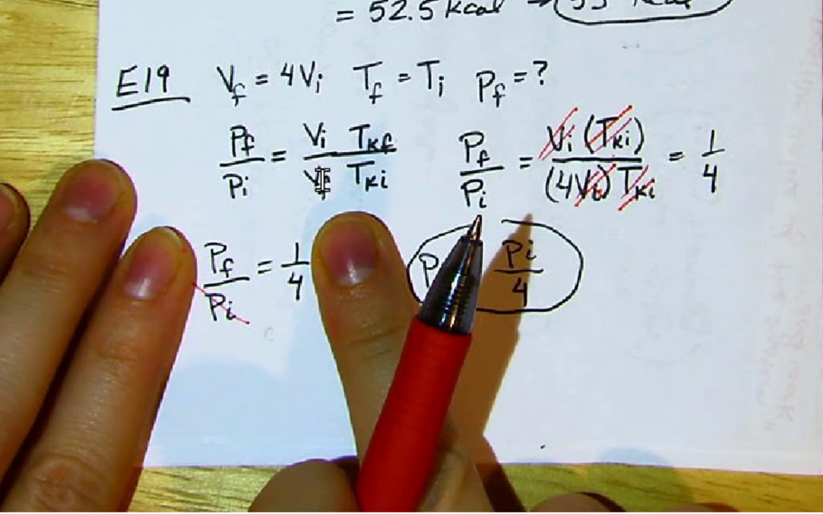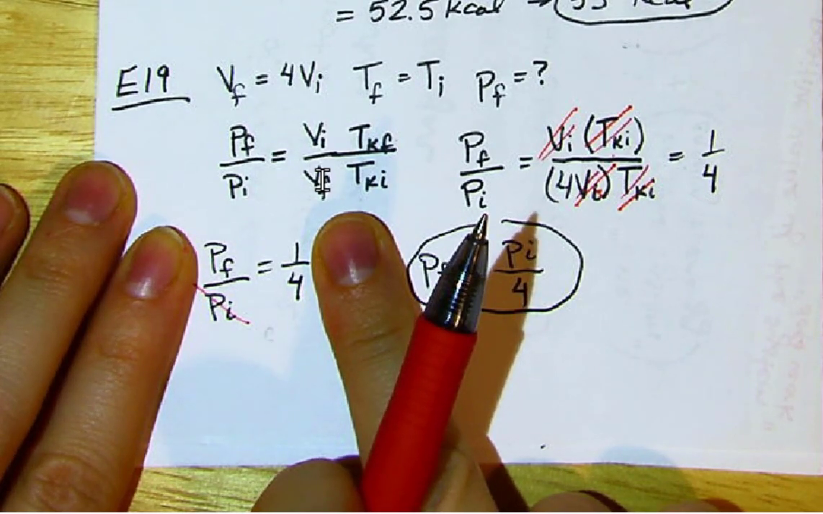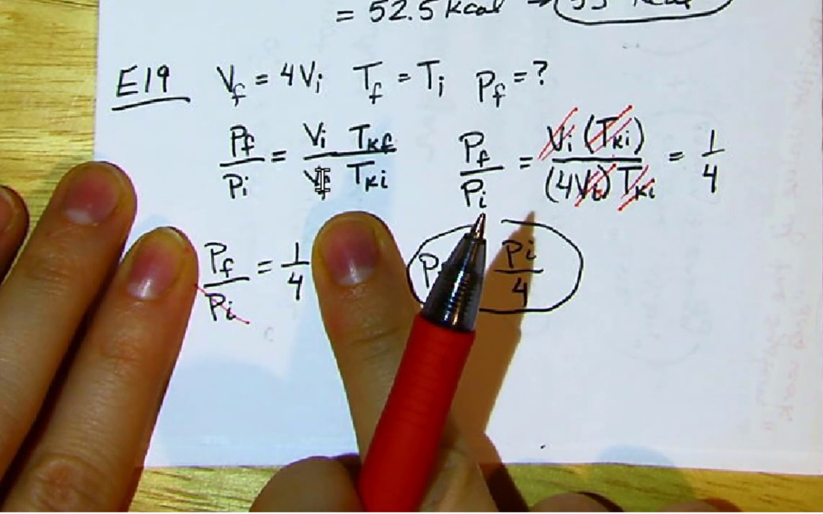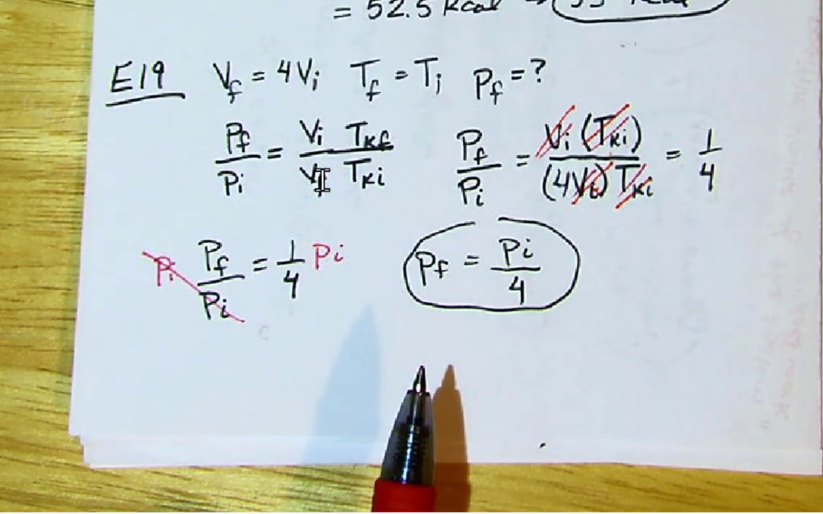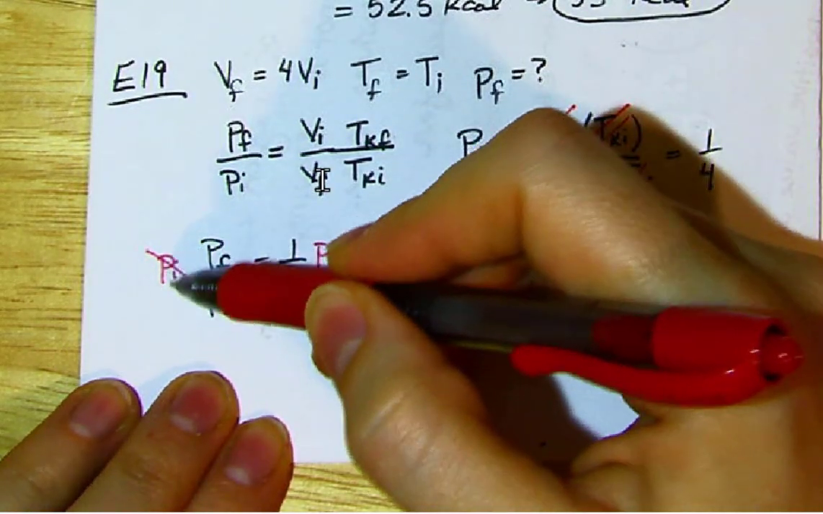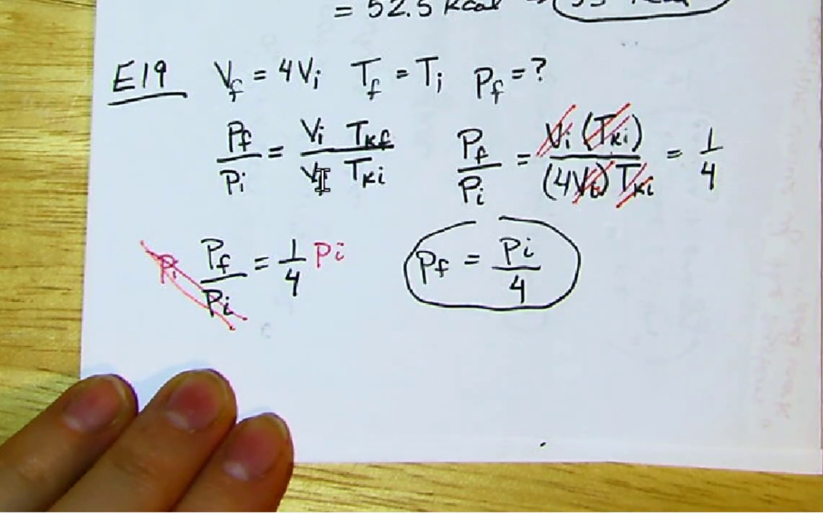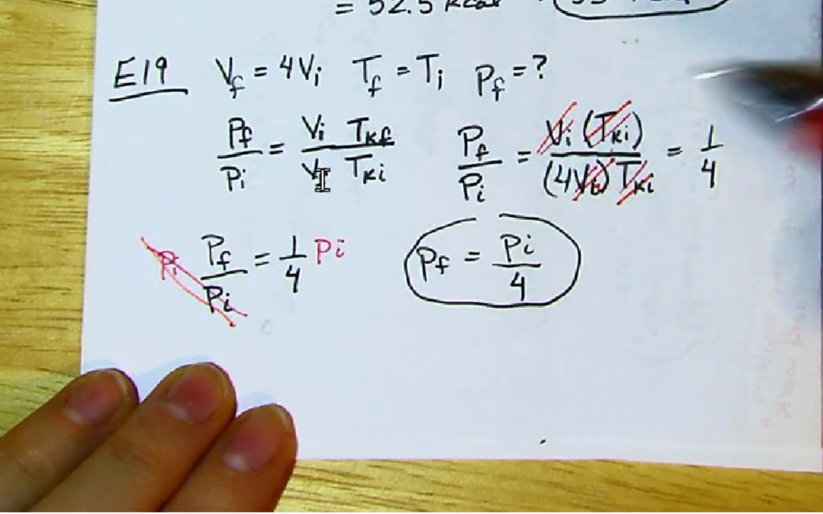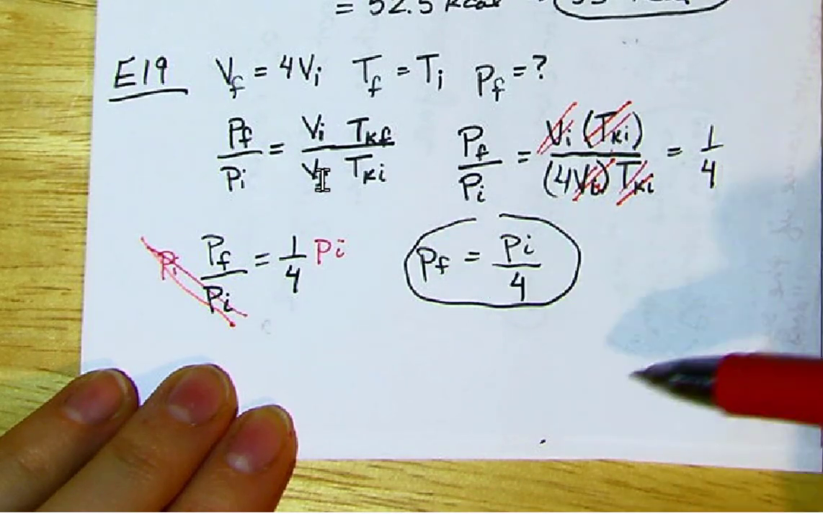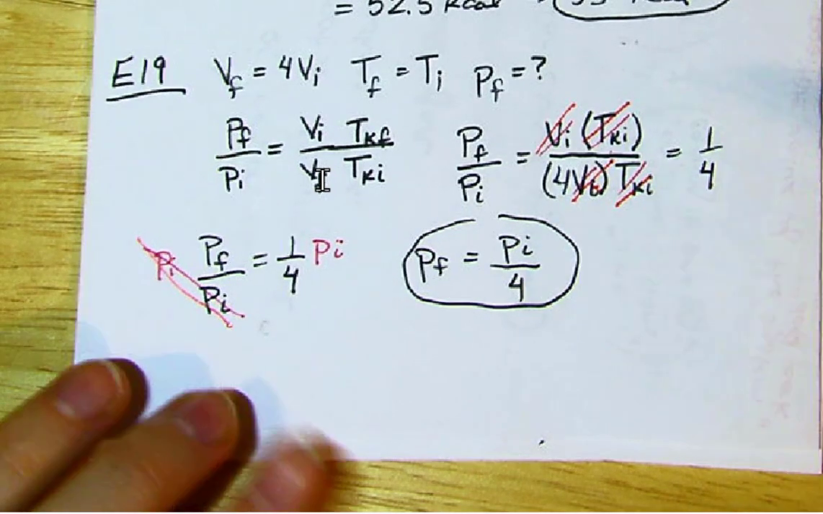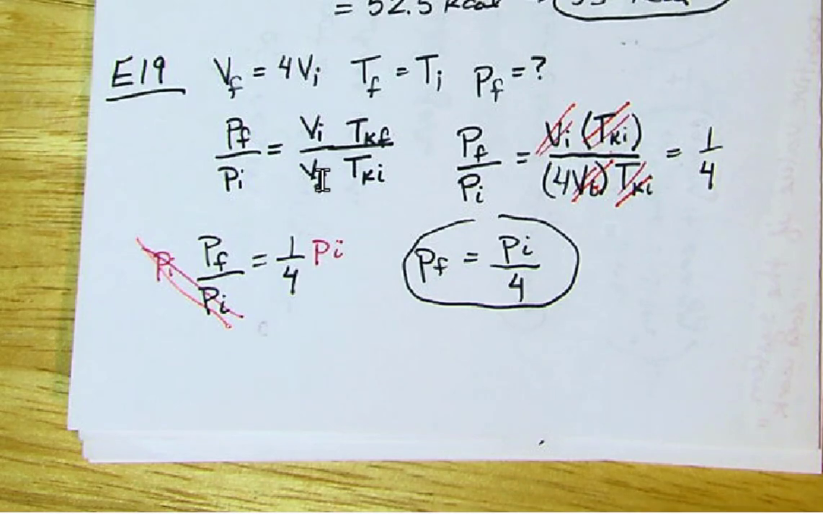But I want to get P final all by itself for my answer. I can multiply both sides by PI. And if I multiply a PI to the left side, these cancel out, and I get a PI on the right side, an initial pressure. So the final pressure is 1/4 the initial pressure, or 4 times smaller.